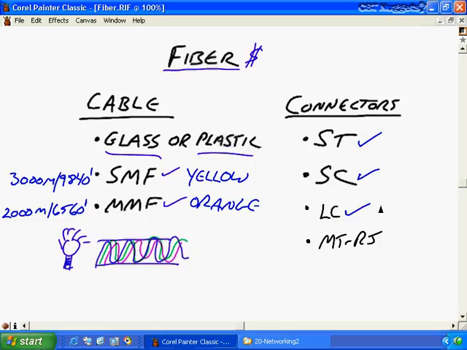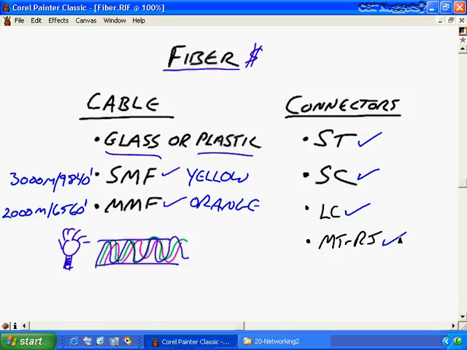Then we can also use a Lucent connector, an LC, because it was named after the company that developed it, which was Lucent Technologies. Its common use is really more for telco environments, but it's been popular because it's a pretty small form factor. It kind of resembles an SC connector, only it's smaller.